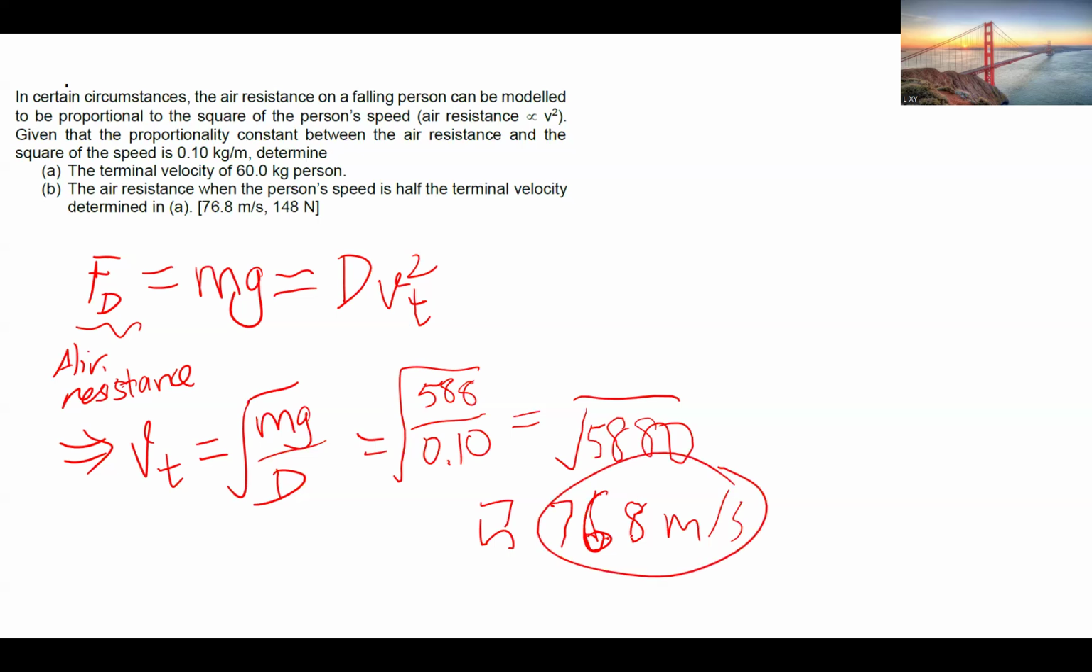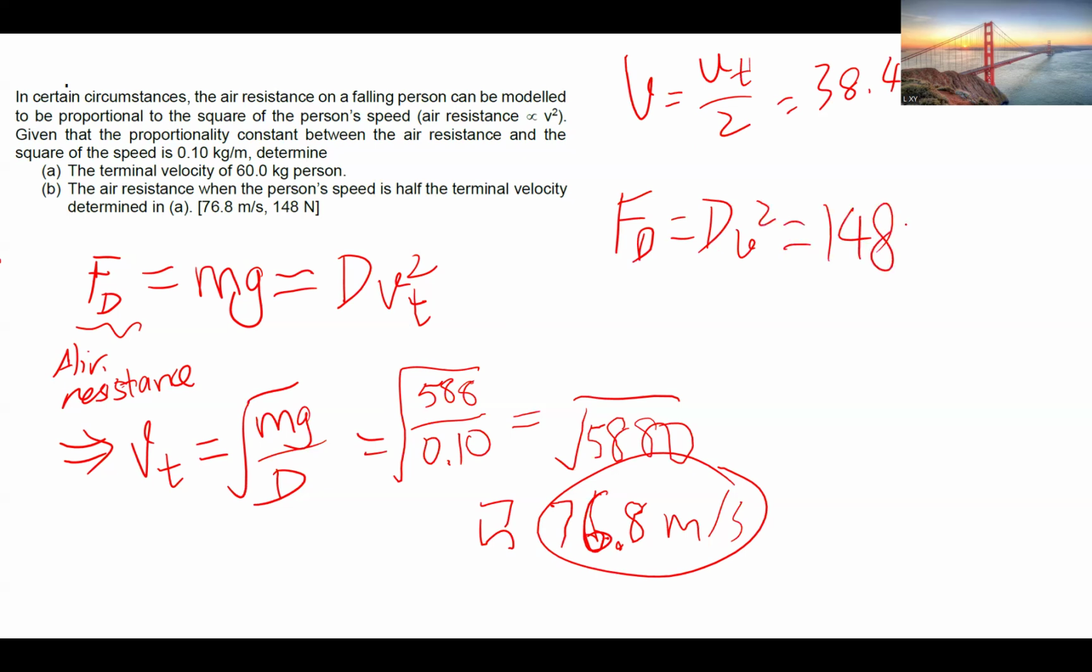And for B, the speed is half, so v equals vt divided by 2, which is 38.4 meters per second. So Fd, which equals d v squared, again equals about 118.48 Newton. And yeah, just about that. Okay, great. So I hope that you can solve this problem. It's not that hard again. It's quite easy.